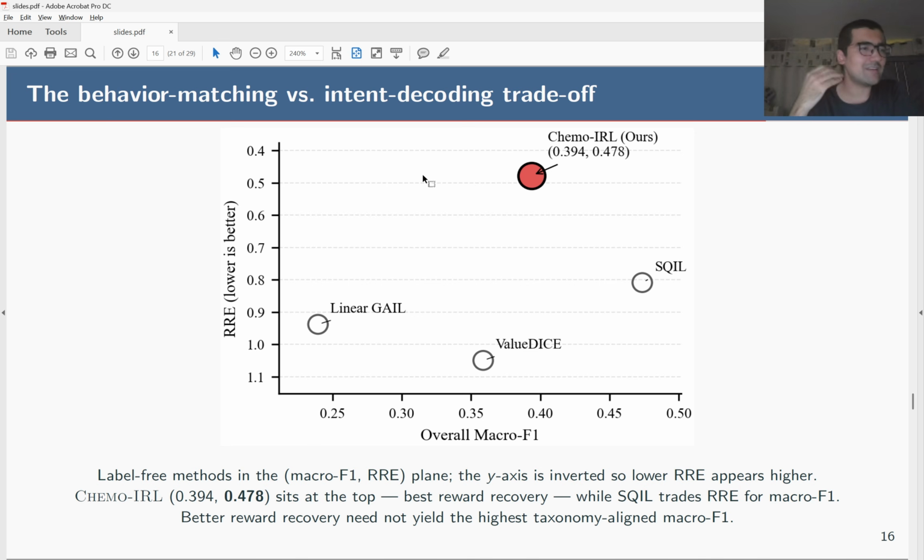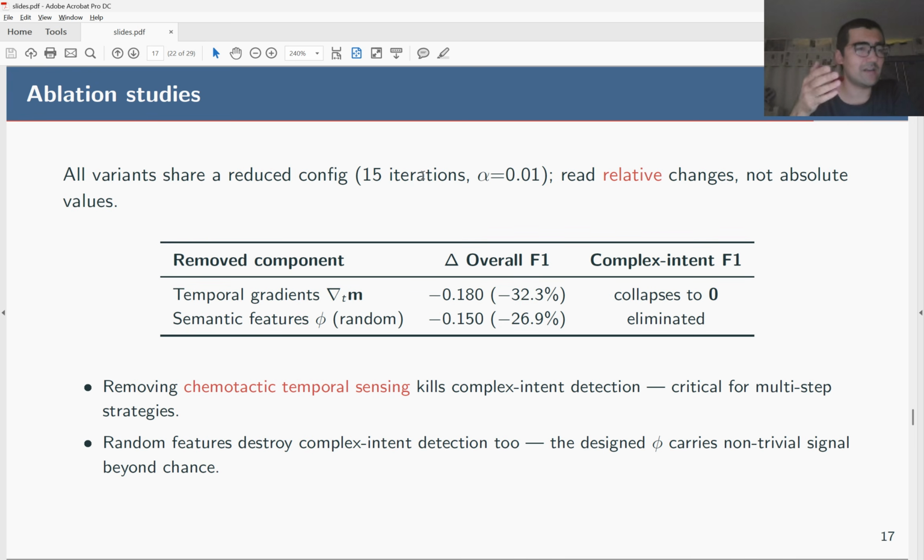To check that our design choices actually matter, we ran an ablation. We removed two components. First, the temporal gradients, the chemotaxis ingredient. Taking them out drops overall macro F1 by 0.18, about a 32% relative fall, and this is the striking part. Complex intent performance collapses all the way to zero.